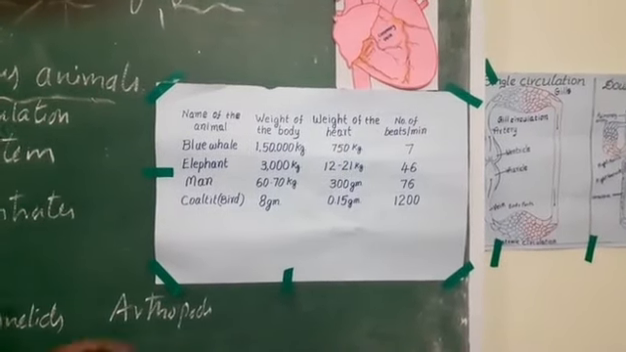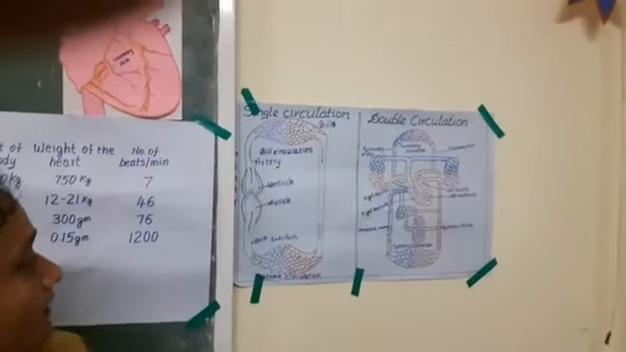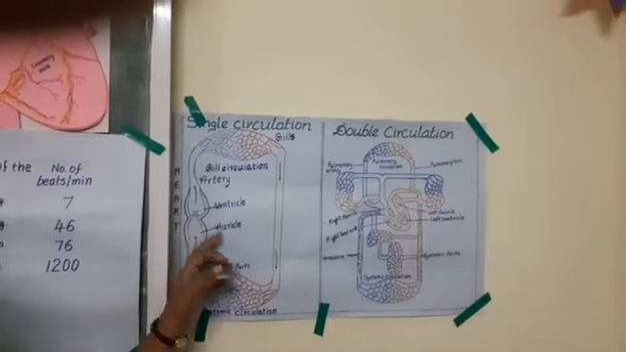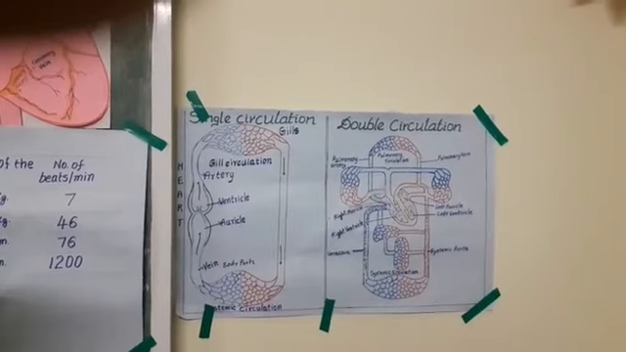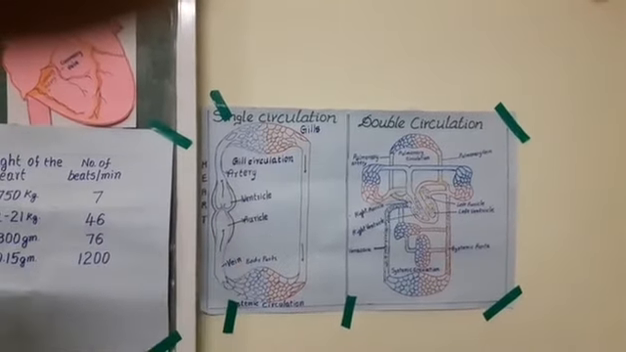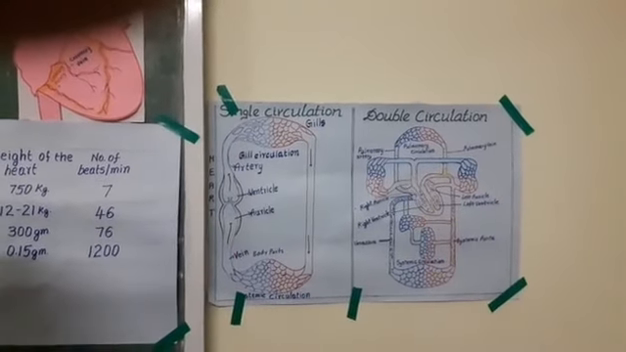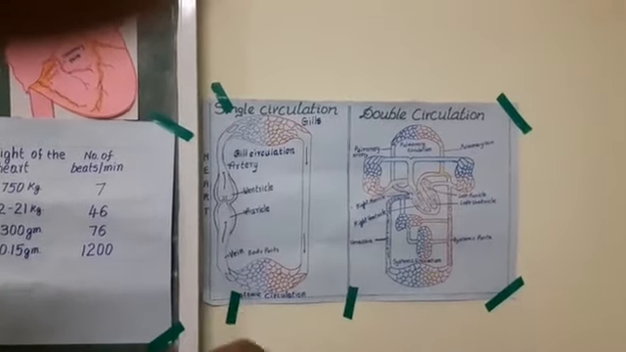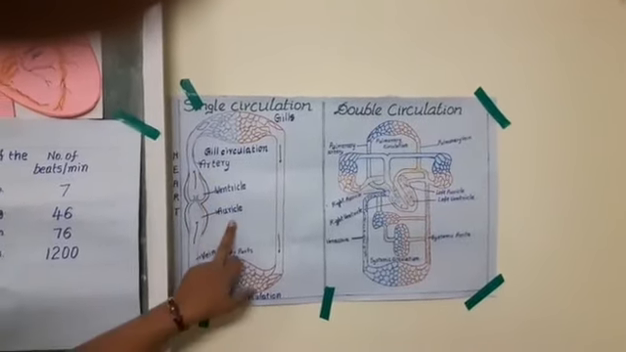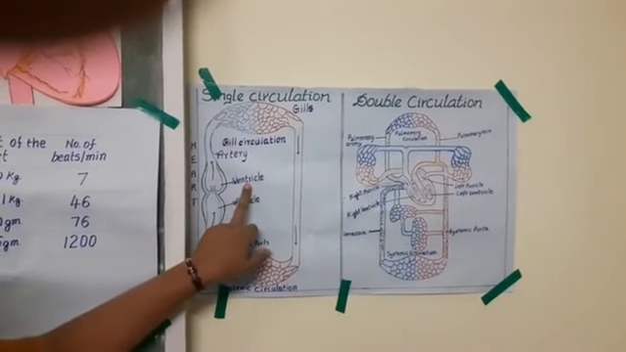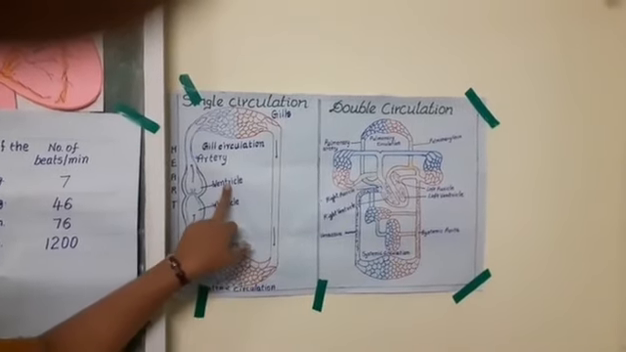Next we'll go for the most important topic, single circuit circulation and double circuit circulation. In single circuit circulation, the heart pumps the blood only once between the heart and body parts. This type of circulation we observe in fishes. The respiratory organs in fishes are the gills. The heart is two-chambered. It consists of only one auricle and one ventricle. So the heart in fishes has only two chambers, one auricle and one ventricle.